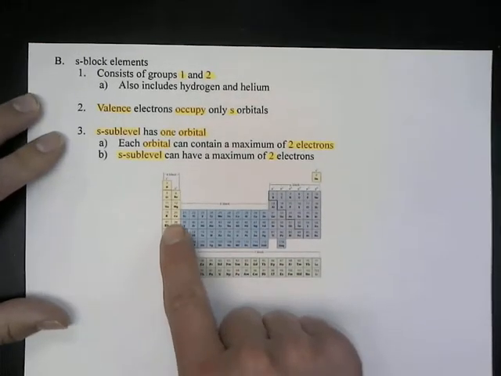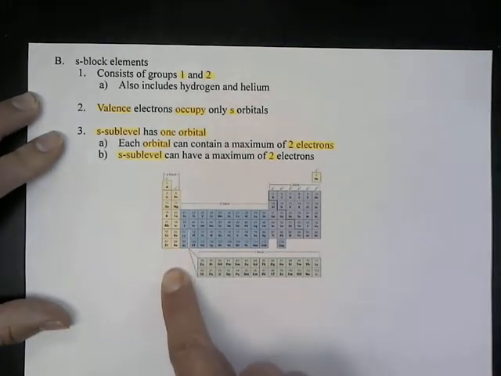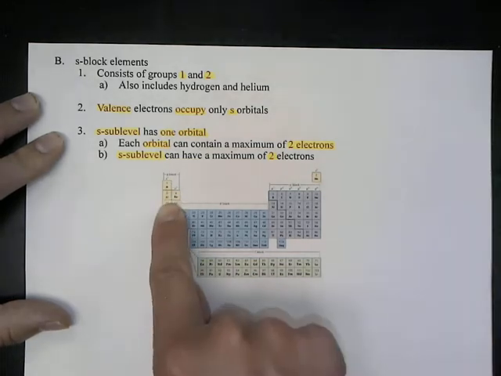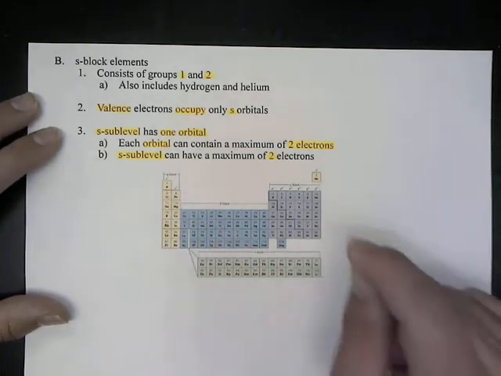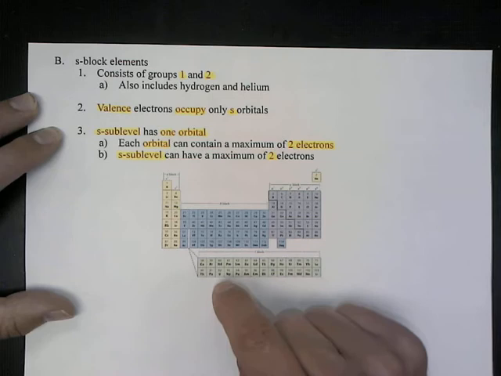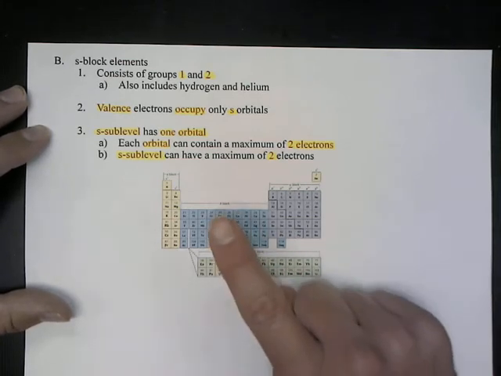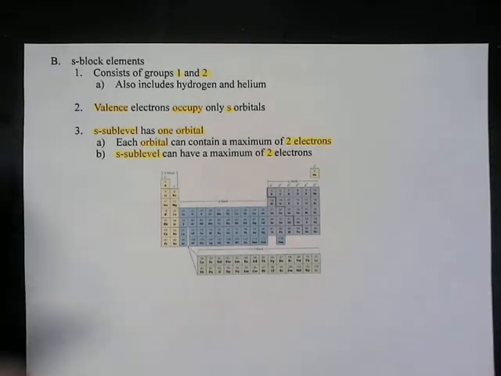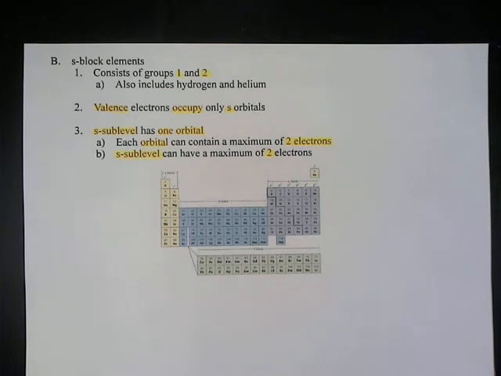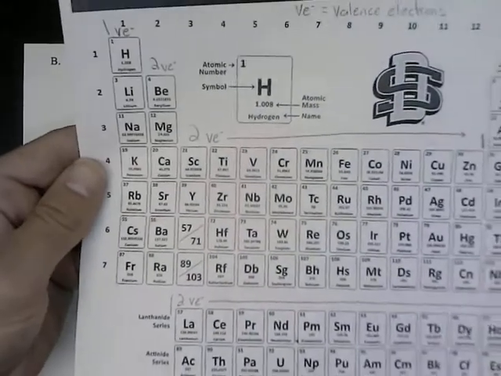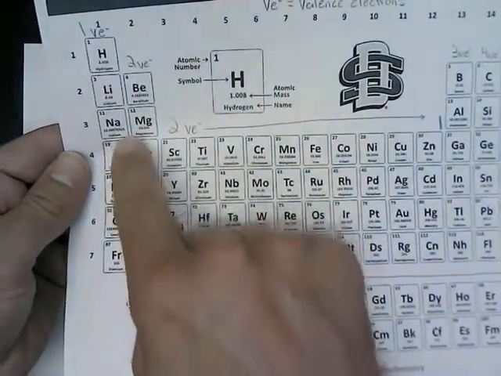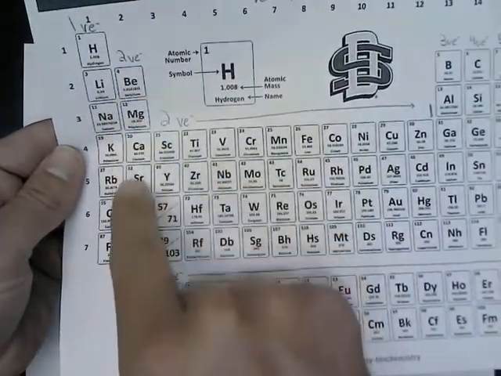All right, so now we move here to S block elements. Remember, the S block here is shown on this periodic table as our yellow elements, and they consist of group 1 and 2. Now, an S sublevel only has 1 orbital, and remember, each orbital can only hold 2 electrons. So that S sublevel, because it only has 1 orbital, can only hold a max of 2 electrons. To show this on the periodic table, again, group 1 and group 2, that is our S block.